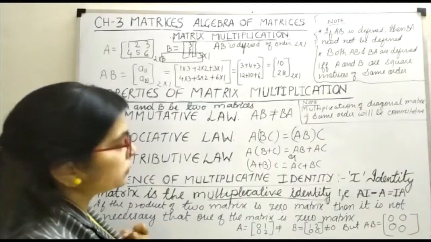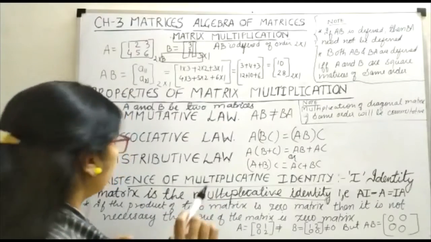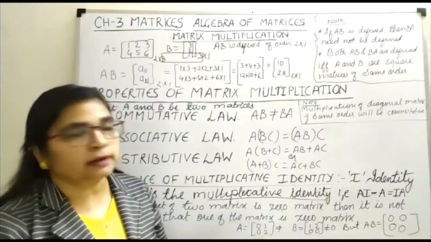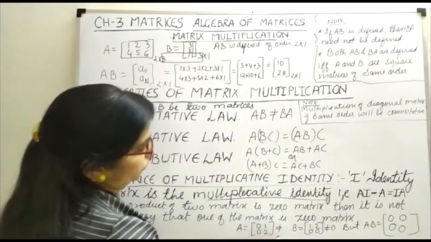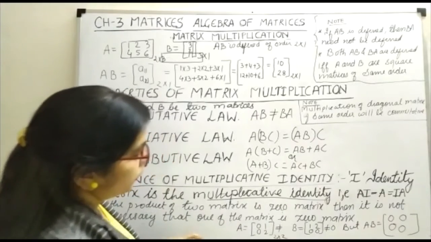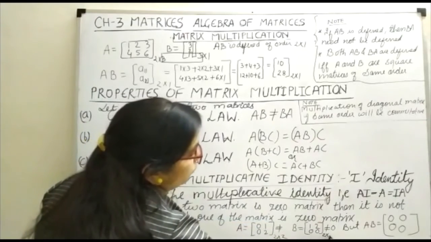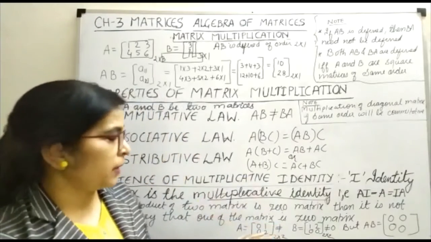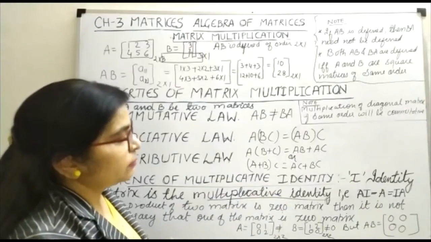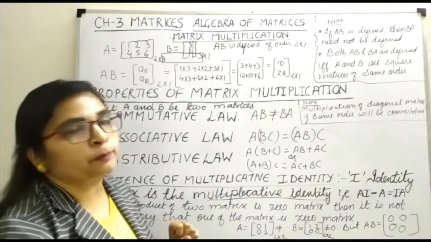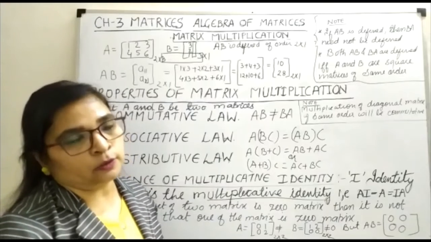Then here one more thing to be noted: if the product of two matrices is a zero matrix, then it is not necessary that one of the matrices is zero. Here we have taken A, that is [0 1; 0 2], of order 2 into 2. You can see that A is not a zero matrix. In the same way, B is also not a zero matrix, but when you multiply AB, you get the zero matrix of the same order. So here it is concluded that their product may be zero, and not necessarily that one of the matrices is zero. Thank you.